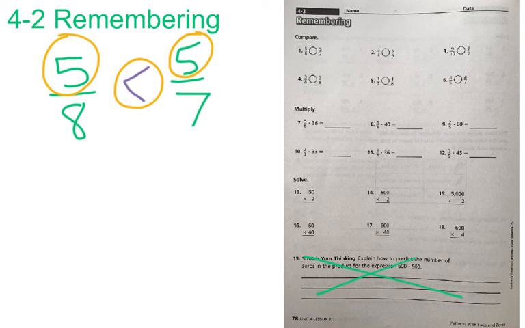The way to think about this is, would I want 5 pieces of a candy bar that was broken up into 8 chunks, or would I want 5 pieces of a candy bar that was broken up into 7 chunks? Well, those 7 chunks are going to be larger. And remember, this only works when the numerators are the exact same. So 5/8 is less than 5/7.